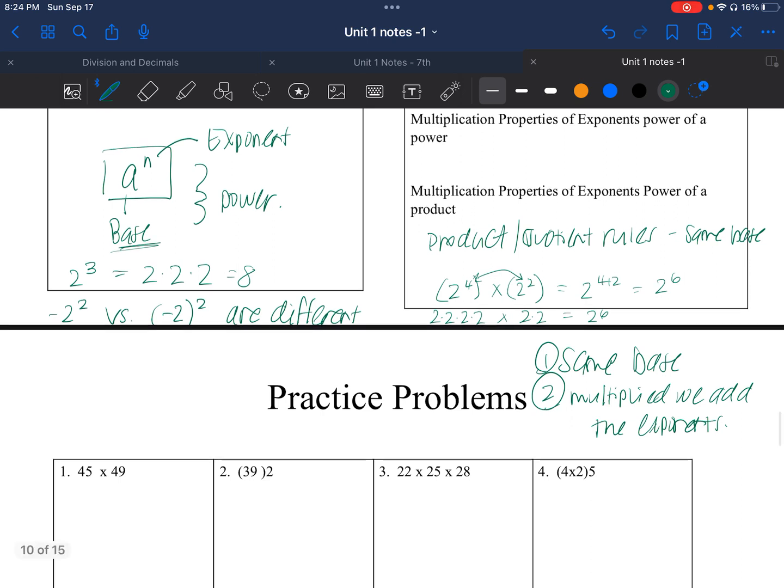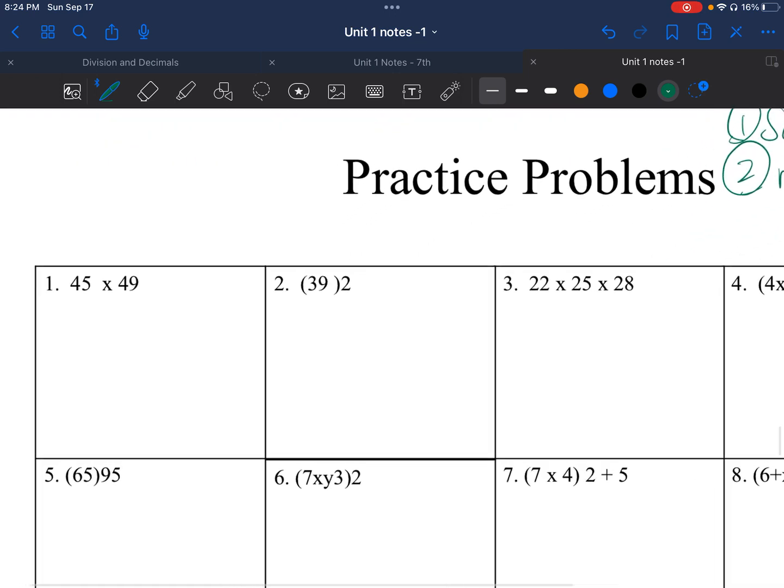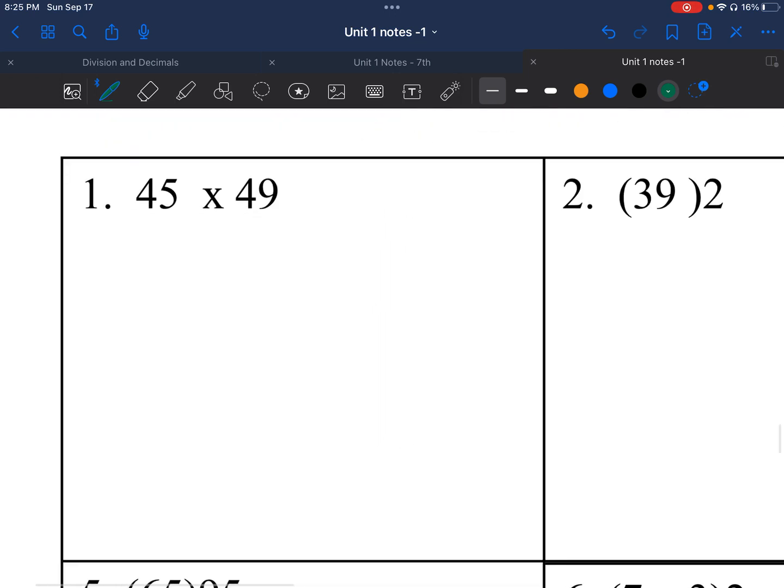So in these examples below, I don't have any powers because it didn't print correctly. So we are going to add those in there. So let's do the first one together.